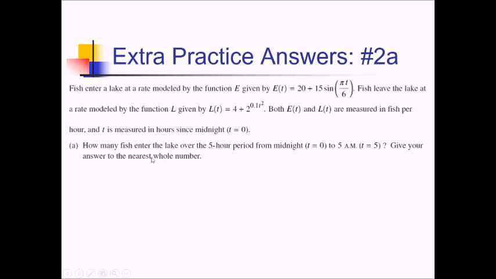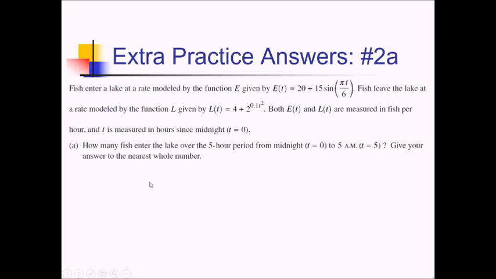So for our first task, we want to know how many fish enter this lake over the 5-hour period from midnight. In order to do this, since I already have the rate at which fish are entering, I just need to integrate E of t from 0 to 5, and that'll give me the total number of fish who enter.